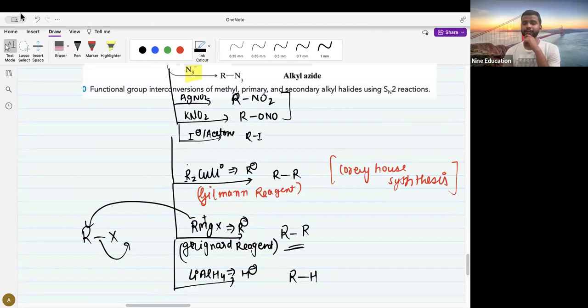In the last, I will unmute you. Sir, which reagent will give us this? Isocyanide will be given by AgCN, silver cyanide. Isocyanide will be given by silver cyanide.